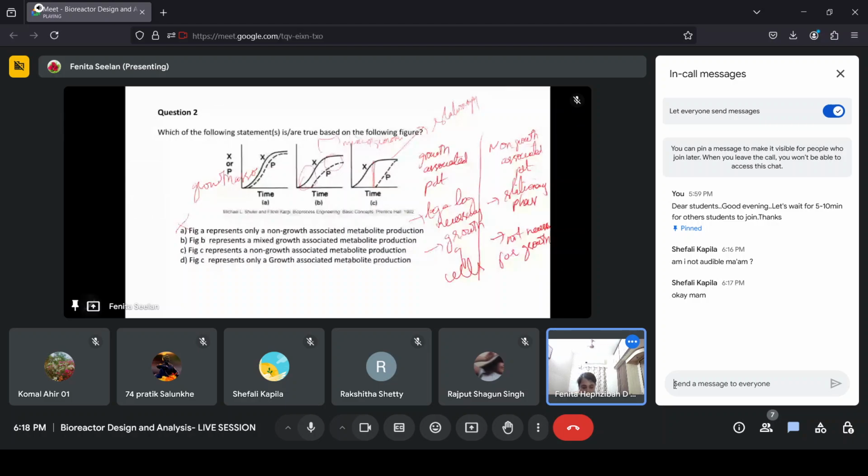Okay, so let me continue. The correct options are: figure B represents a mixed growth associated metabolite production. This is a right option. And figure C represents a non-growth associated metabolic production. Option D is not valid because it is a non-growth associated metabolic production, and option A is also not valid because it is a growth associated metabolic production. Okay, so let's move to the next question.